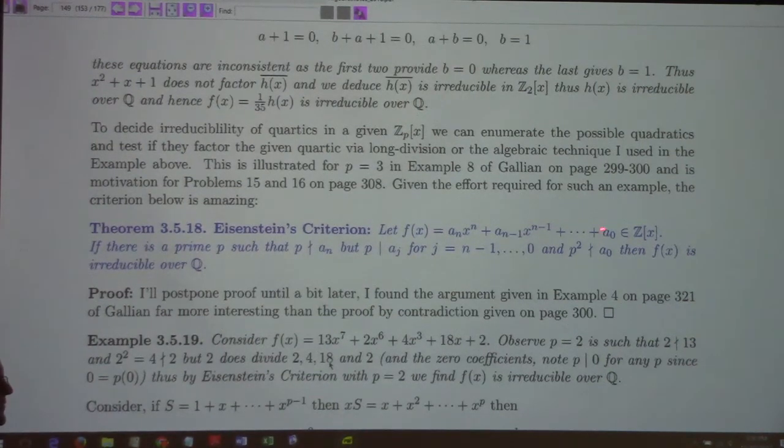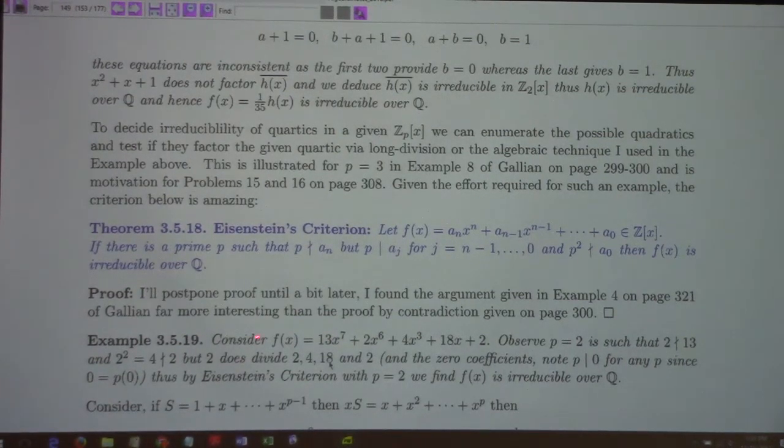So if you have a polynomial with integer coefficients such that p is a prime, p does not divide the leading coefficient. However, p divides the rest of the coefficients. However, p squared does not divide the constant coefficient. Given all this data, those three things, that proves the polynomial is irreducible over Q. Given the work we just had to do in this previous example, if you think about the previous method up to this point, this is way, way better if it works.